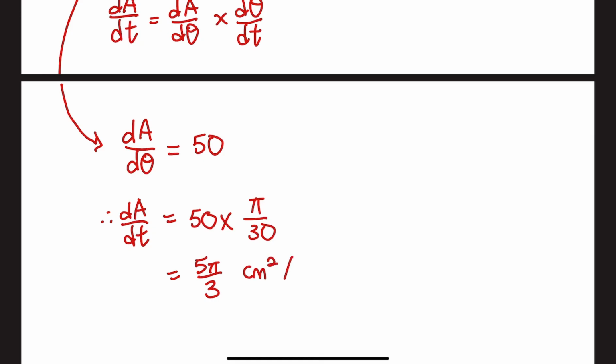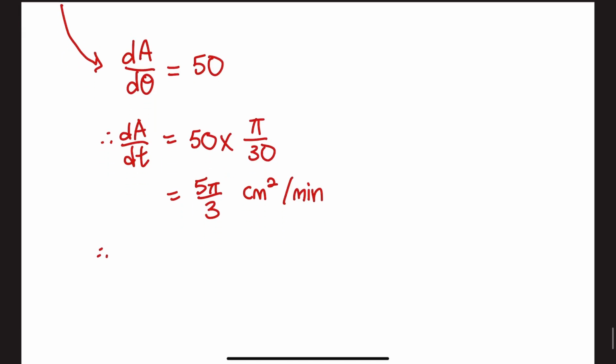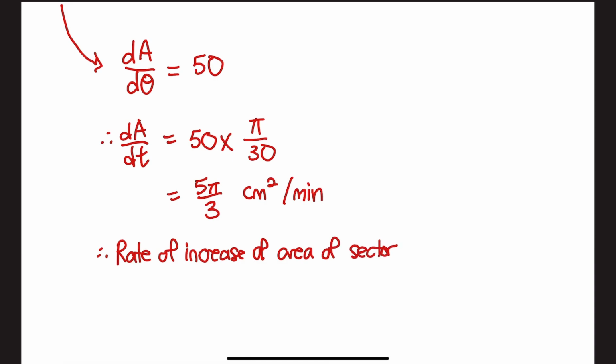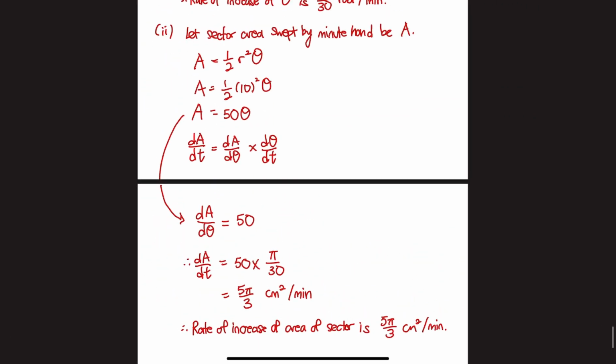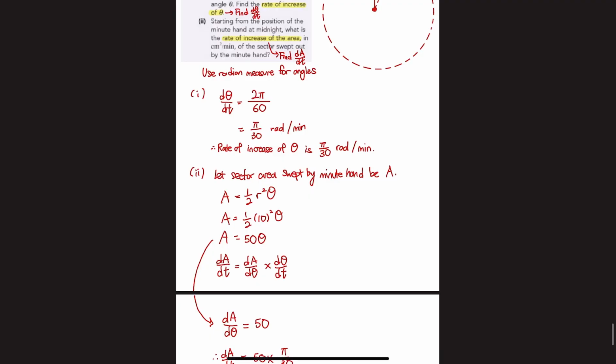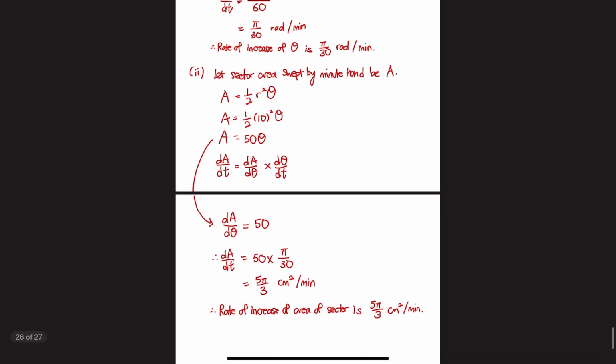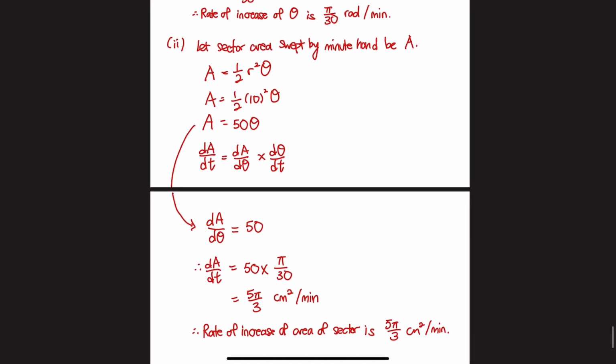cm squared per minute. So therefore, to answer the question, the rate of increase of the area of the sector is simply 5 pi over 3 cm squared per minute. And with that, we have come to the end of this video. I've gone through all the challenging parts of this chapter revision set B. So I hope that you have learned something from this video.